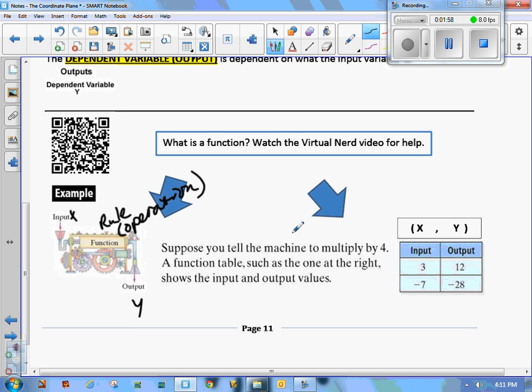So suppose you tell the machine to multiply by 4. That would be your rule or your operation. This function table right here is going to show that input and output values. So if we put input 3 here and it multiplies by 4, 3 times 4 is 12. So our x, our input's 3, and our y, our output, is 12. If we input -7, and you did that on your calculator to make sure you get it correct, you have -7 times 4, you get a -28.